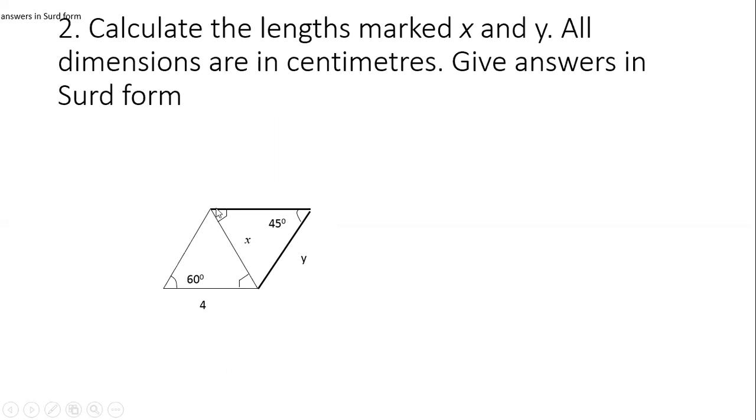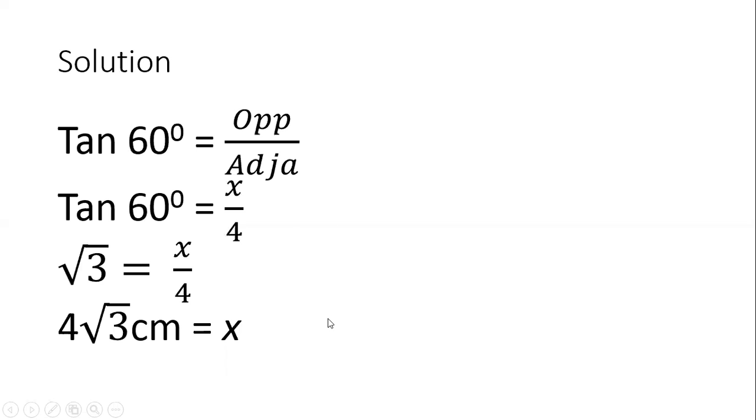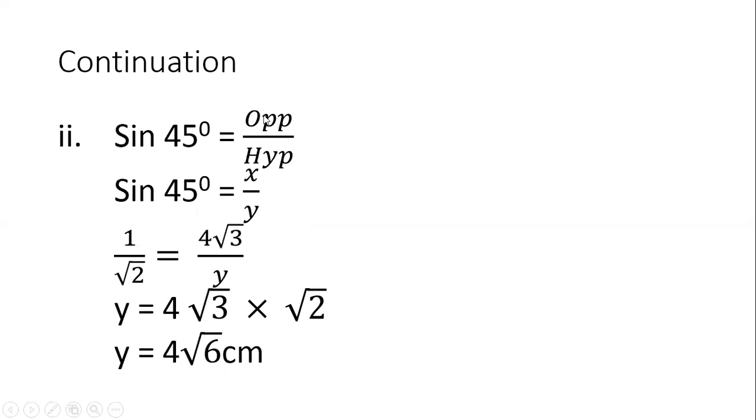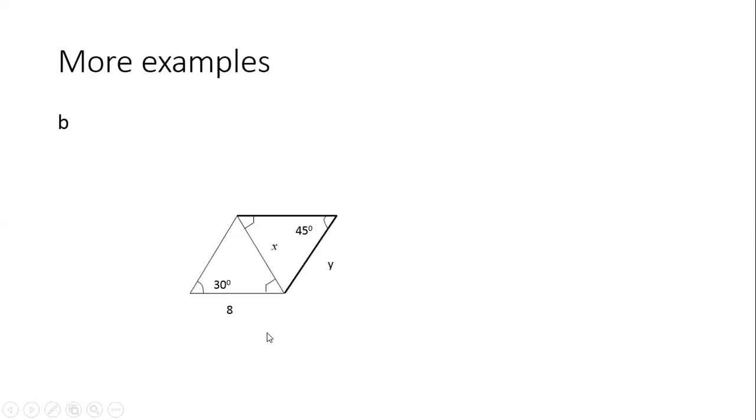So this angle is 90 degrees, so this is the hypotenuse. So that's opposite and hypotenuse, and that will give us sine. Sine 45 degrees is opposite over hypotenuse, which is x over y. So we have a value for x, which is 4 root 3. Then the value for sine 45 degrees is 1 over root 2. So when you cross multiply, that will be y equals 4 root 3 times root 2, and that will give us y equals what? 4 root 6 centimeters.